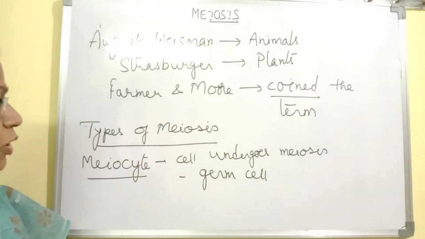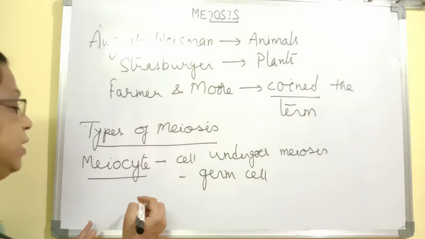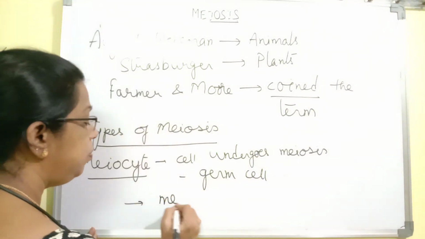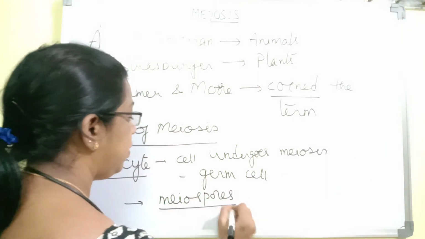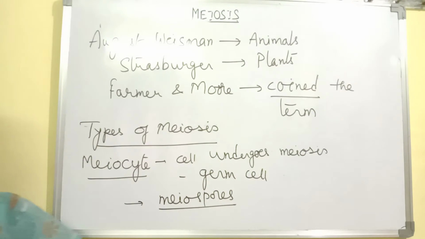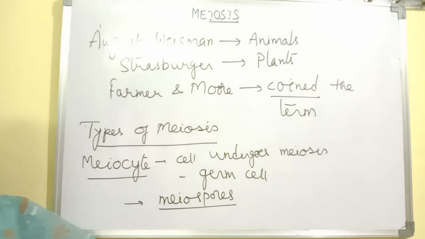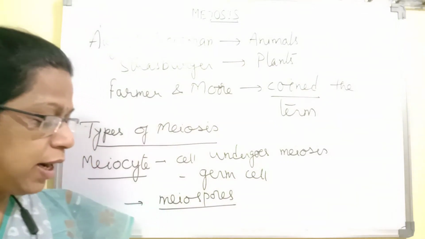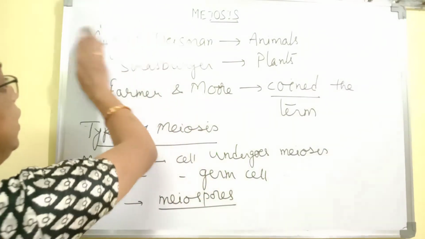And the products which are formed out of meiocyte, those are the daughter cells, and they are also called meiospores. So meiospores are always haploid, and meiocyte is always a diploid cell. Now let us start with the 3 types of meiosis.